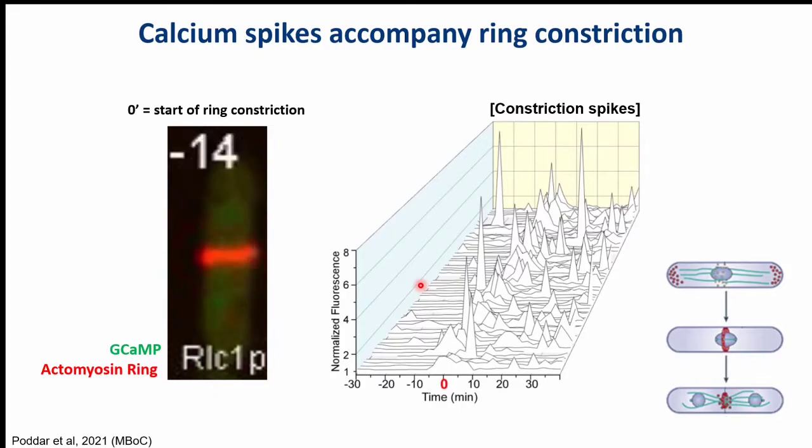So I quantified this for multiple cells in the 3D plot. The y-axis is the GCaMP fluorescence, which is the intracellular level of calcium, and the x-axis is the time for the ring constriction. Here, -30 to 0 represents the ring assembly period, and 0 to +30 represents the ring constriction period. We found that the calcium spike was not there during the ring assembly period, but was significantly increased when the ring started to constrict. So we termed this spike observed during the constriction as the constriction spike because it was found during the ring constriction period.